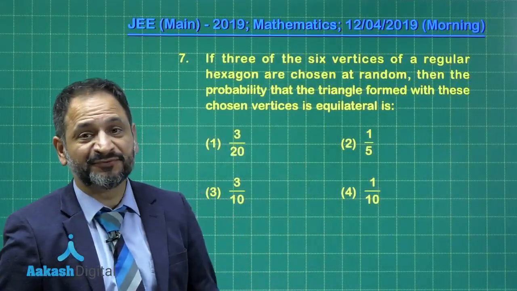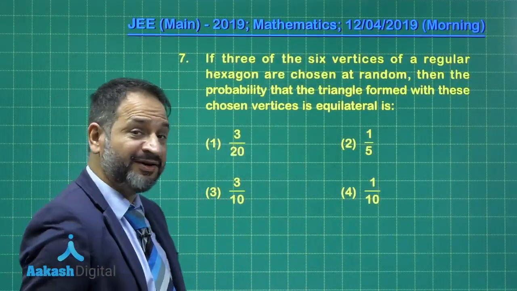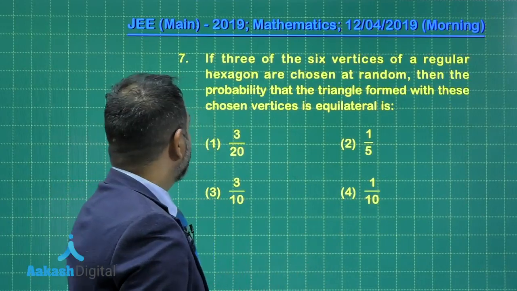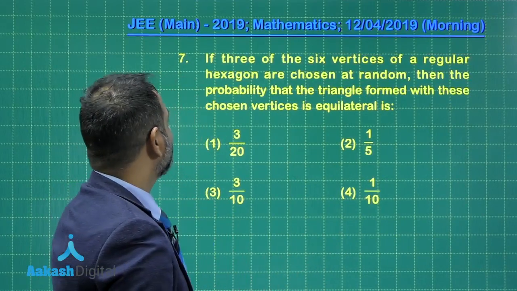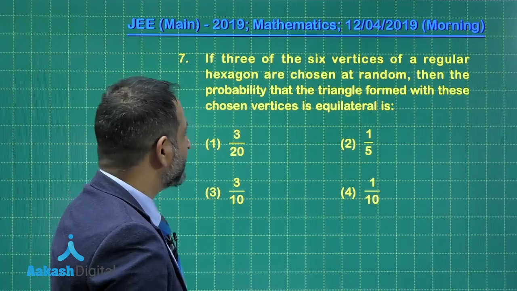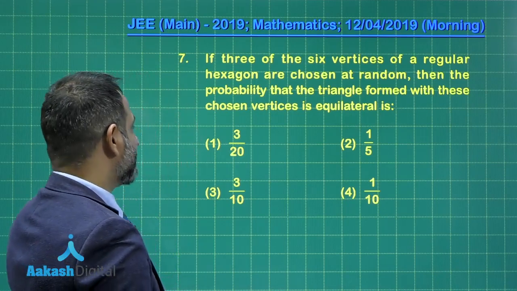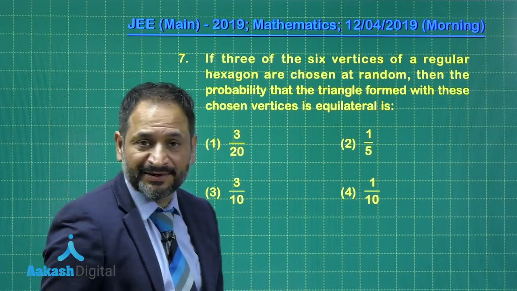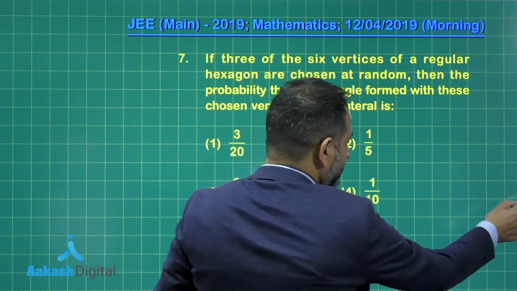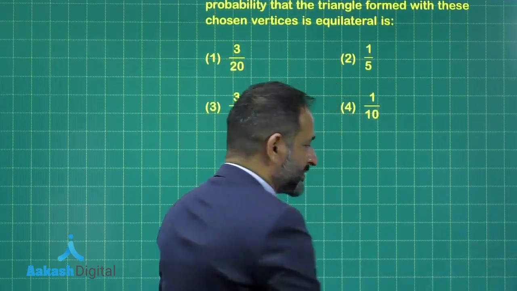Now here is a simple, very repeated question. If 3 of the 6 vertices of a regular hexagon are chosen at random, then find the probability that the triangle formed with these 3 chosen vertices is equilateral. So let us see the figure first, to see what the question is all about.